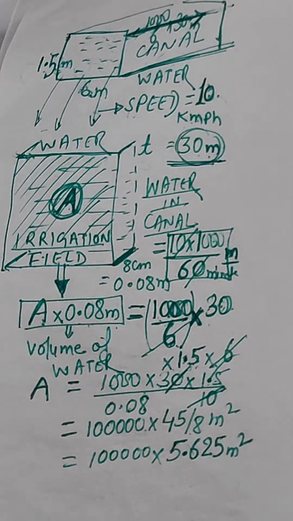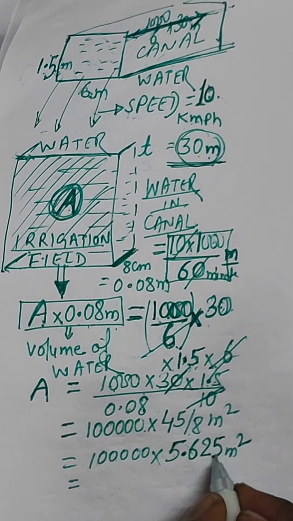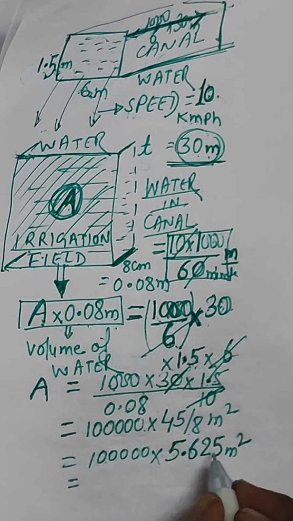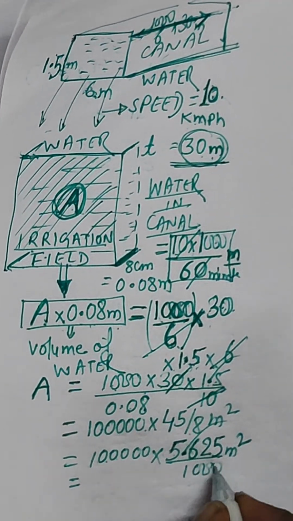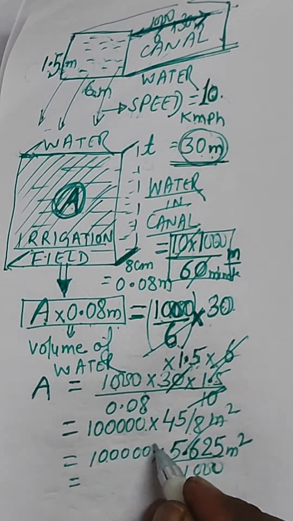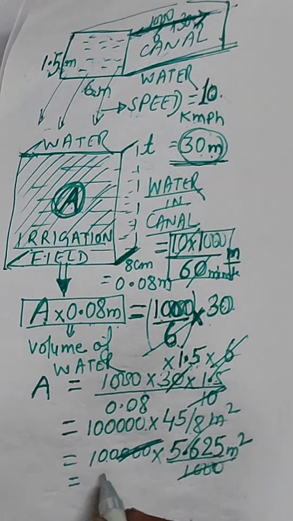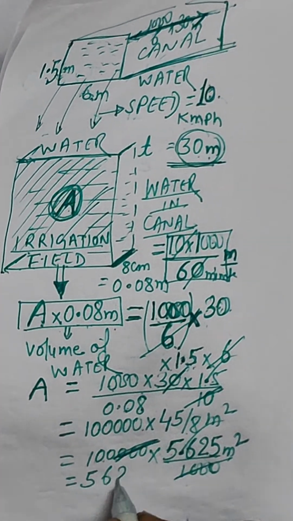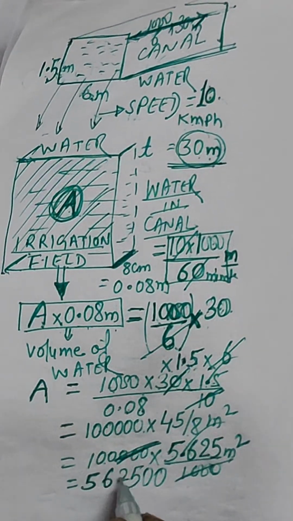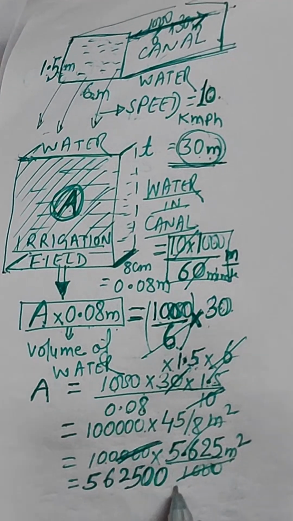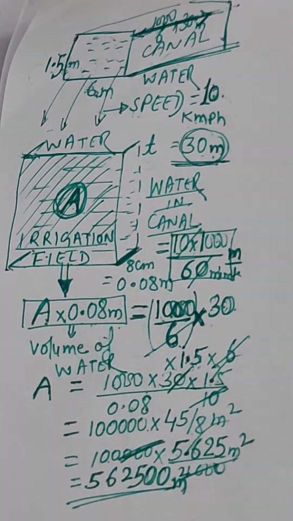Okay. Now here you can see, 5.625 multiplied by, if you replace this decimal, we have 1000 in the denominator, and this will cancel these 1 2 3 zeros over here, right? And we have 5 6 2 500 meter square, 562,500 meter square of area, which will be irrigated.